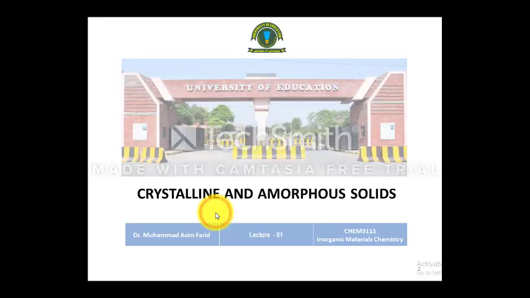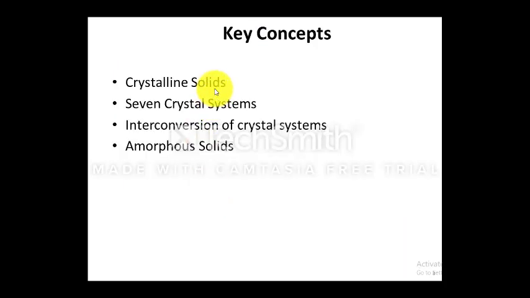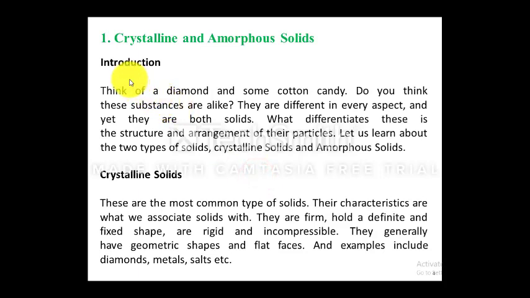Bismillahirrahmanirrahim. Dear students, this is Inorganic Material Chemistry CHEM-3115 and the topic is crystalline and amorphous solids. The key concepts which I will discuss are crystalline solids, 7 crystal systems and their interconversion, and finally amorphous solids. Let's start with a little introduction about crystalline and amorphous solids.